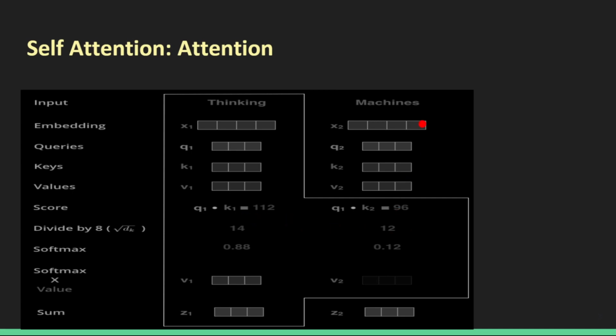Beautiful. So if you want to do the same thing with machines, you take a look at the Q2. So use the Q2 to query every other word in the sequence. So the Q2 multiplied by K1, and then Q2 by K2, and you get the magnitude of attention for the word machines. But right now we're just looking at the word thinking, so we're using Q1. Okay, great. Now what do we do?